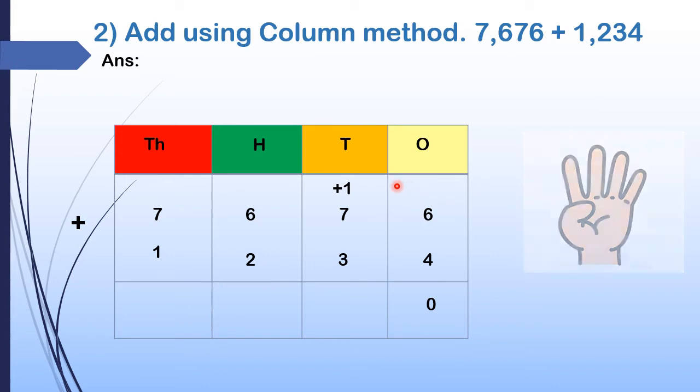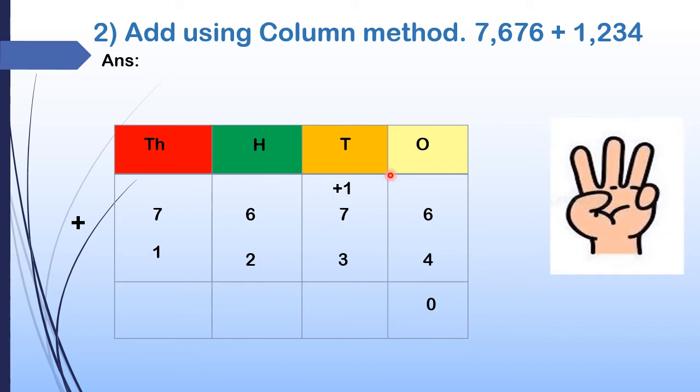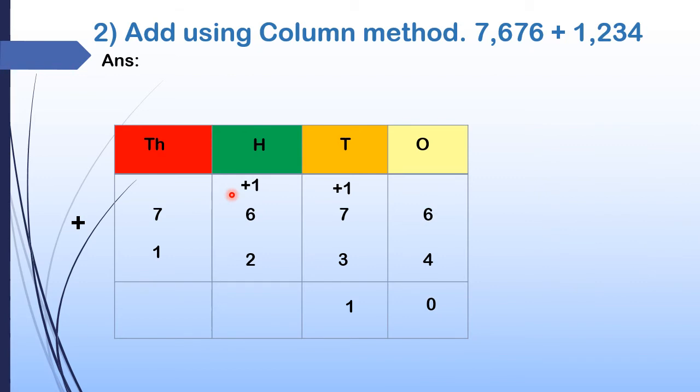So what is 7 plus 1? 7 plus 1 is 8. Then what is 8 plus 3? Keep 8 in your mind, 3 in your fingers. After 8: 9, 10, 11. So 11. Write 1 here, carry over 1 to the next column. Now 6 plus 1. What is 6 plus 1? 7. What is 7 plus 2? That is 9.